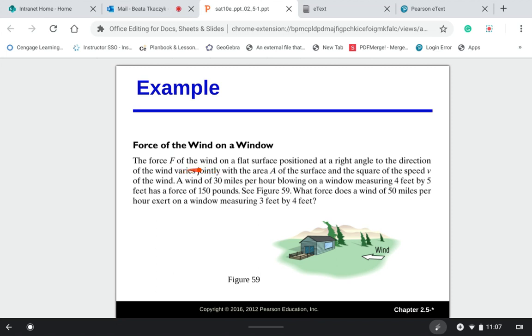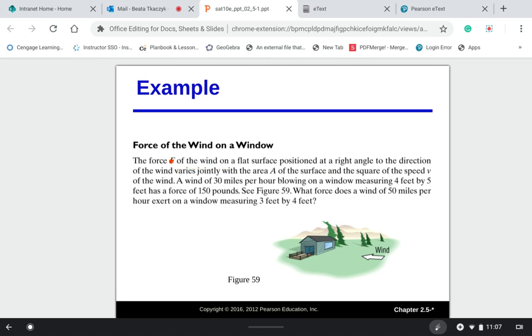That means we're going to have F equal, and we're going to have a multiplication with the area. So in front of everything, I'll put constant K times A, which is area, and the surface and the square of the speed v. So the next variable will be v, but in the formula we have to use the square, which is v to a second power of the wind. Before I continue reading, I'm going to use the first sentence to build the formula for these problems. Okay, so here we only have one type of variation, jointly variation.